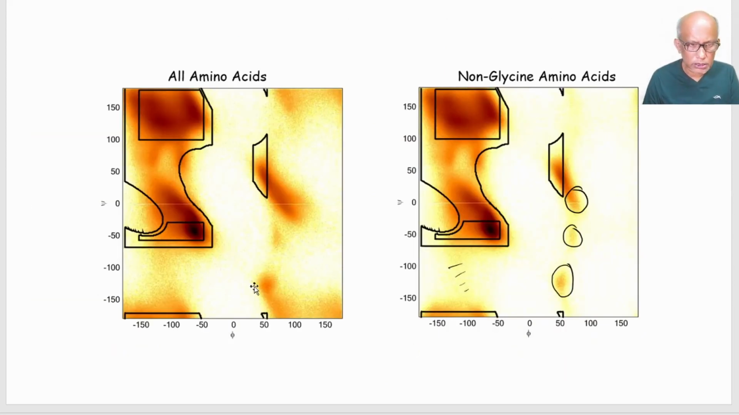So I take the same data and I remove all the glycine residues from my data set. So this is all the amino acids, and this is with the glycine residues removed. Now what do I find? Now I find a fairly good agreement between the observed distribution and that of the allowed regions, but some points are still existing. Some clusters are there which are outside. There are 3 major clusters out here and something out here. I'll have a lot more to discuss about these in later videos. So keep this in mind that some of them are still outside.